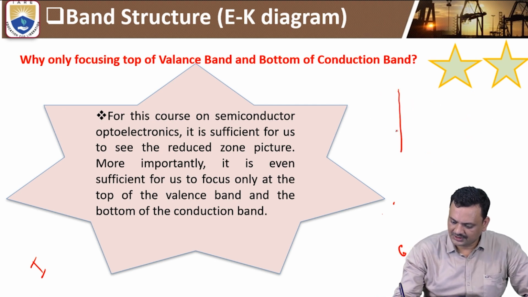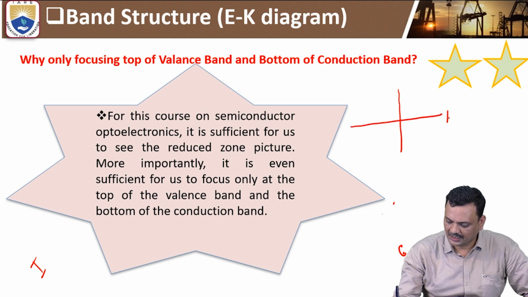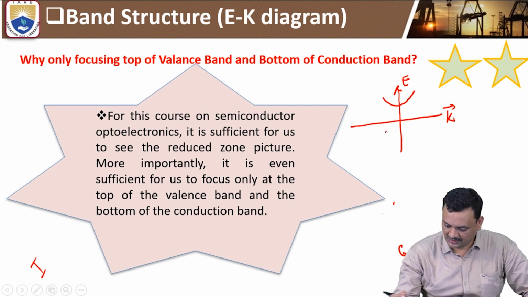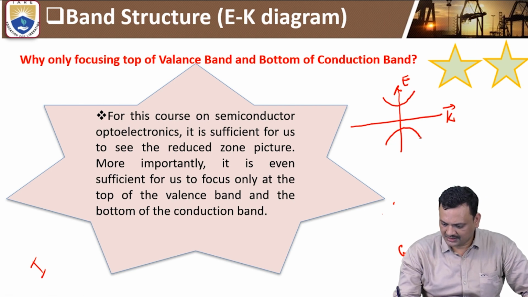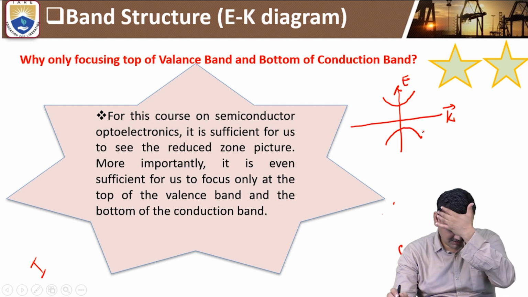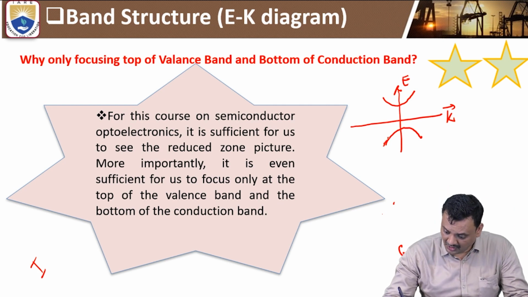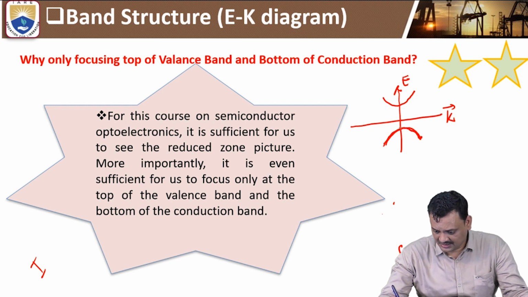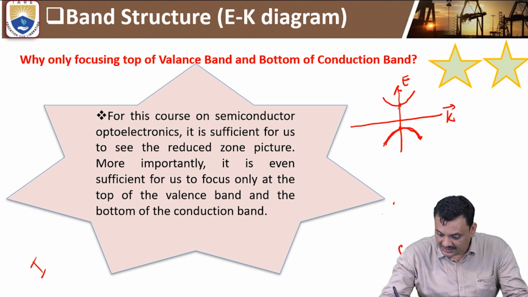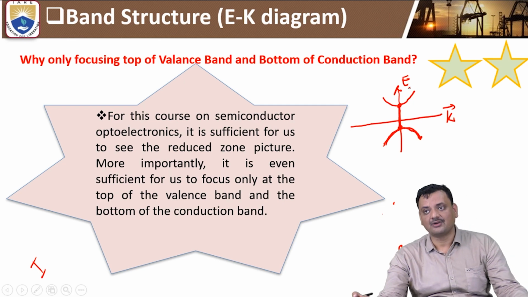Suppose this is your E axis, this is your K axis. Now I am plotting. This is your conduction band. This is your valence band. So the probability or possibility of an electron reaching from the valence band to the conduction band is higher here. From this point to this point is always more.